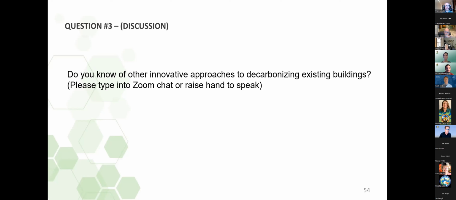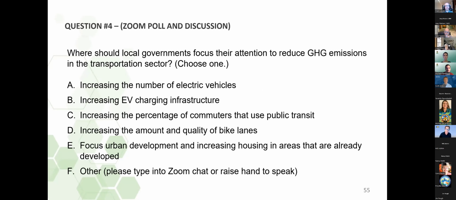So thank you all for that. Please do share any more additional thoughts about decarbonizing existing buildings here in the chat. I appreciate that. But in the interest of time, let's move on to another pathway that I know many of you continue to be tracking and working with closely, and that's transportation, of course.